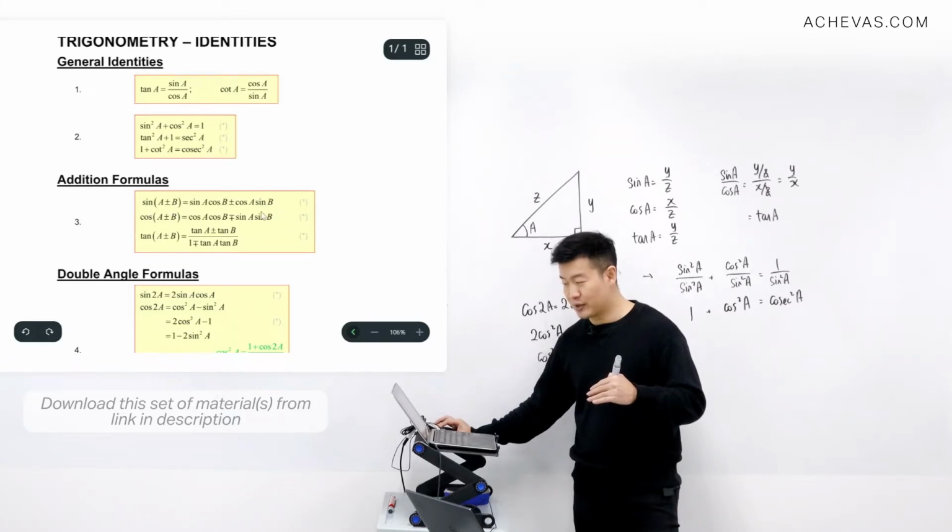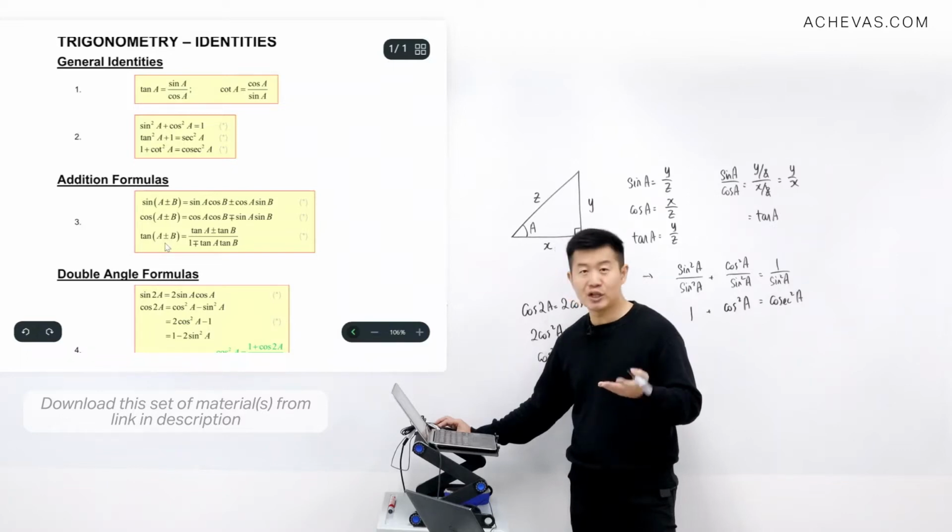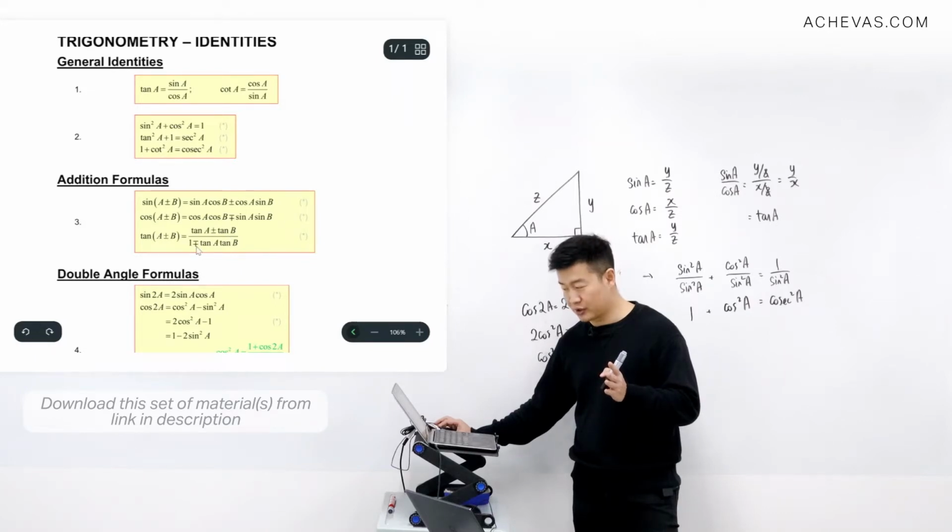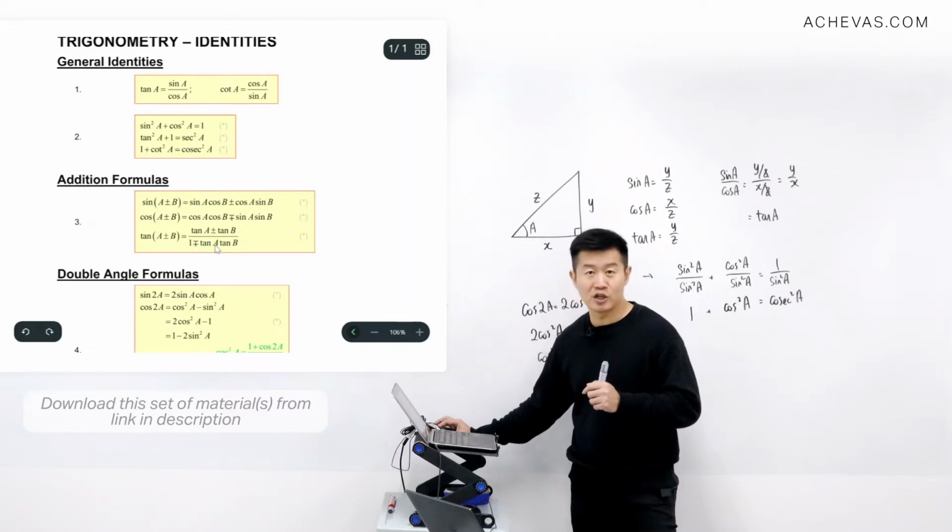So if I were to be using it, and let's say I'm going to go for sine A plus B, then sine A plus B is going to be equal to sine A cosine B plus cosine A sine B. If I were to go for cosine A plus B, then it is going to be cosine A cosine B minus sine A sine B. That is how I'm going to be interpreting this. And finally, if I'm going for tangent A minus B, using the notation at the bottom, then you'll have tangent A minus tangent B, divided by 1 plus tangent A tangent B.